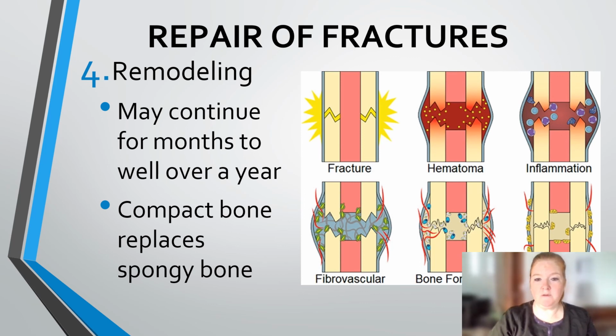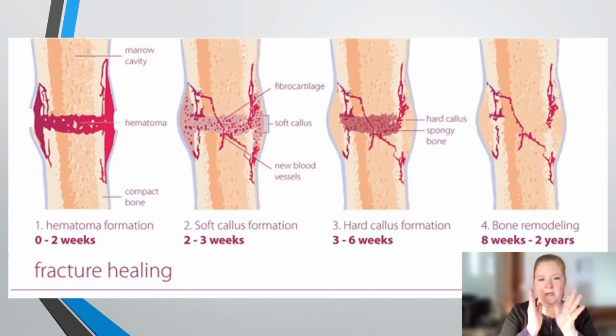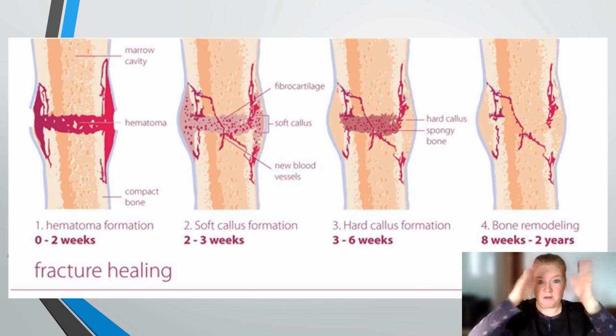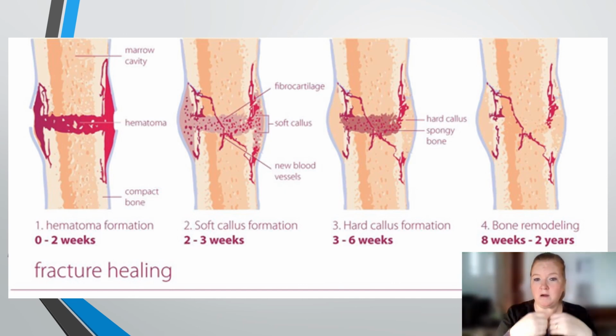So let's look at all of those stages at once. We have hematoma, the blood clot, then the soft callus, which is laying down cartilage along the break as well as along the outside. Then we have the hard or bony callus, where we replace that cartilage with spongy bone, and we're going to have a bump. And then we have remodeling, where we fine-tune the process and turn that spongy bone into compact bone. Okay.